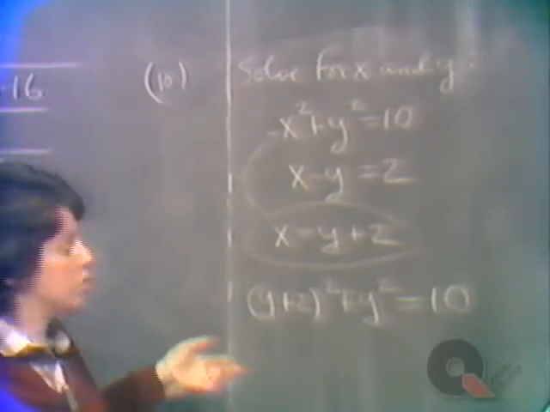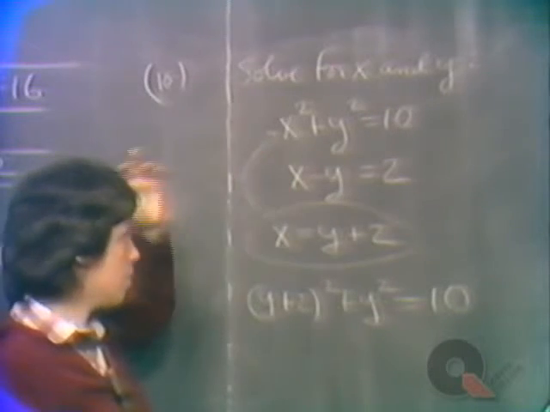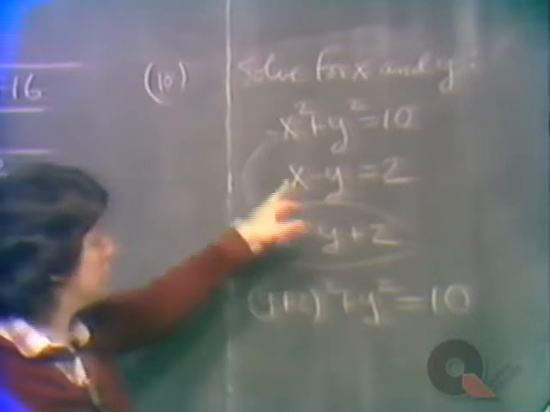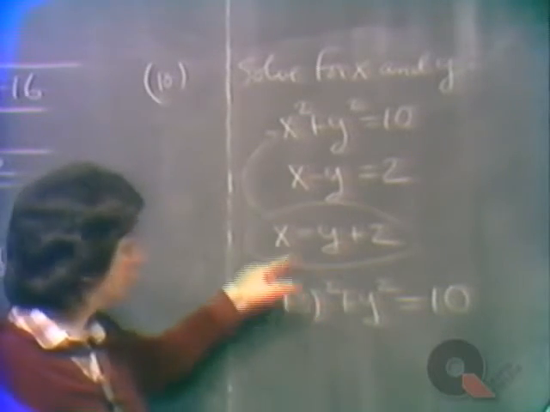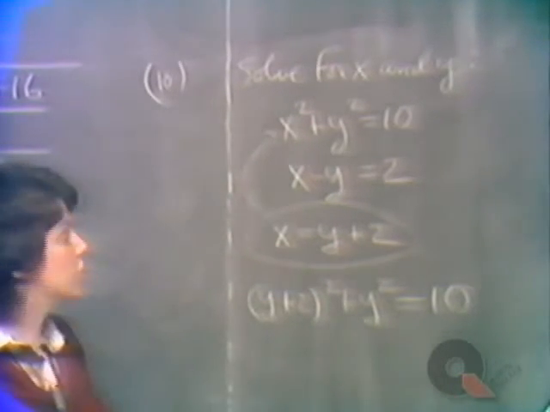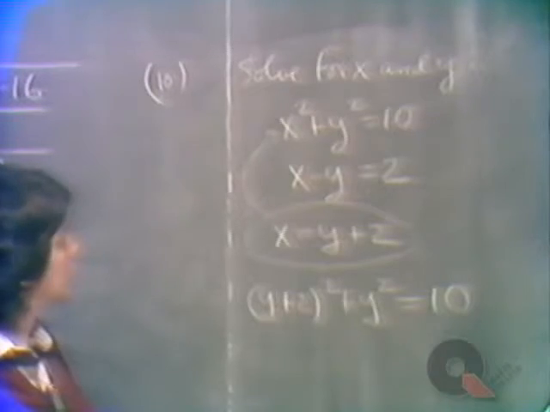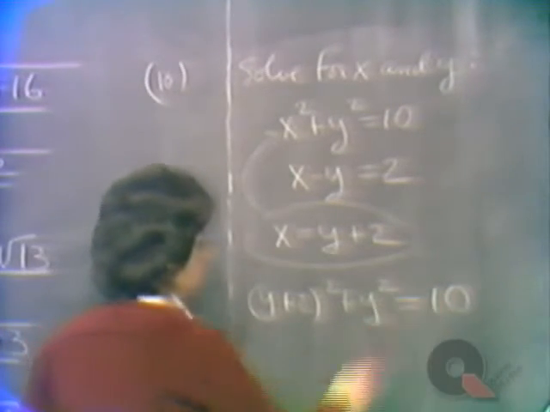We solve whichever is simpler, okay? So we want to solve one of the equations for one of the variables. It's easier to solve the second equation. We solve it for x: x equals y plus 2. We then substitute back into the top equation, x squared plus y squared equals 10.